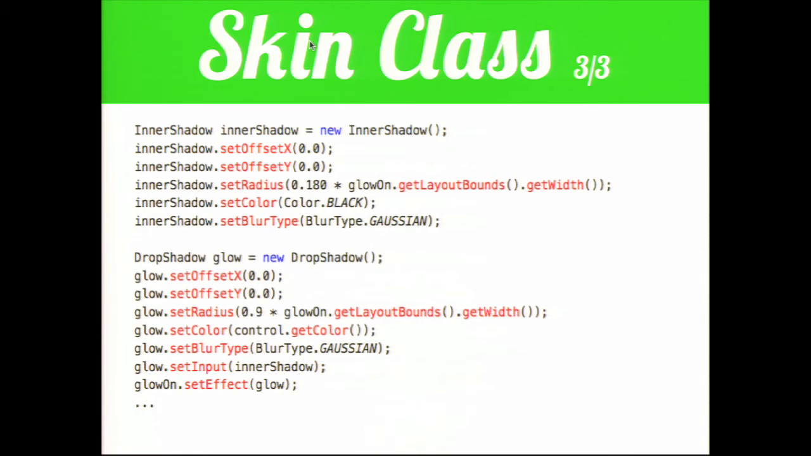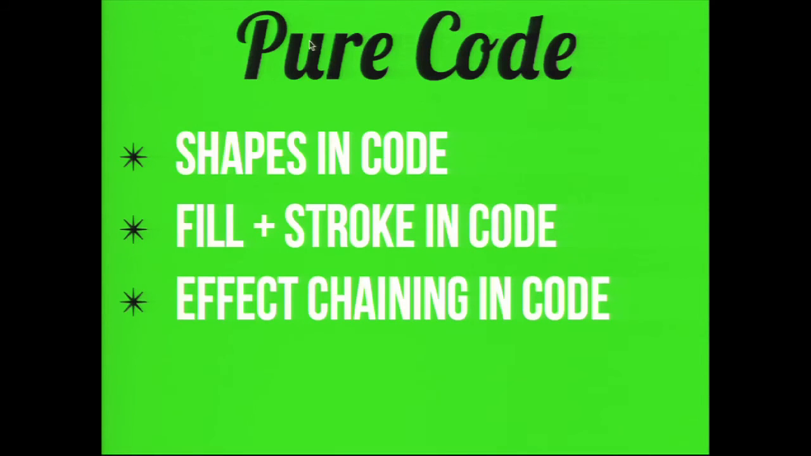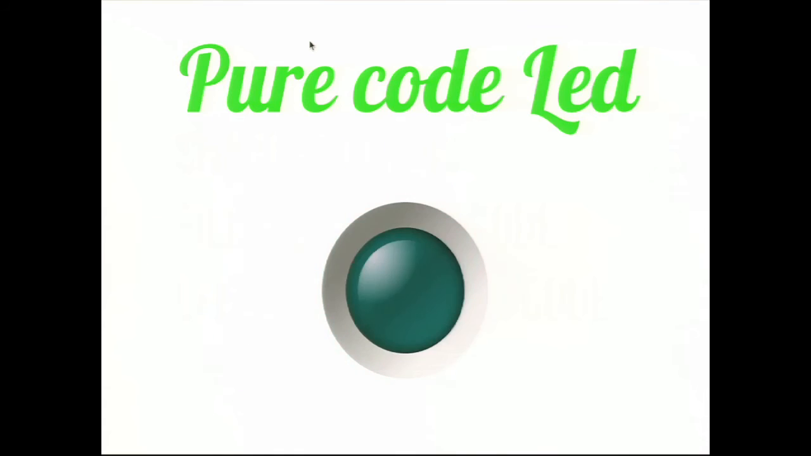And that's really nice, because if you would like to create realistic looking things, you need these things. Because it's really rare that you only have one effect on one shape. So that's the magic that you can do in code. That means we have shapes in code, we have fill and stroke in code, we have effect chaining in code. And that leads to this one. And you see, even if it's on, you see the inner shadow here. And that looks better, because it has more volume somehow.